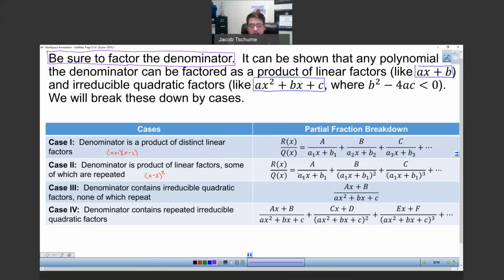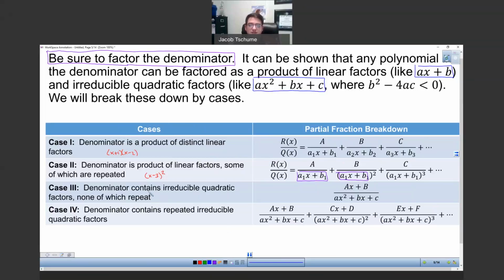Now, do note that even though it's being repeated, the inside of each of these factors by itself is still linear, which means on the numerator, we will just put unknown constants that we will have to solve for eventually, all right? So anytime you deal with linear factors, the top of the fraction is always just constants. Where that changes is when you get into things like case 3 and case 4.